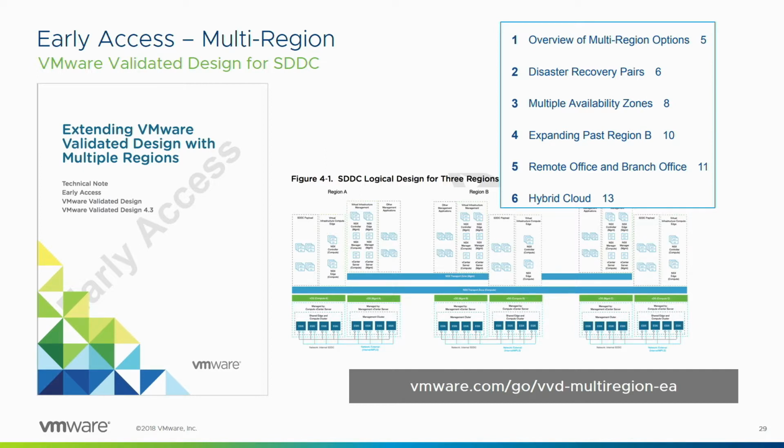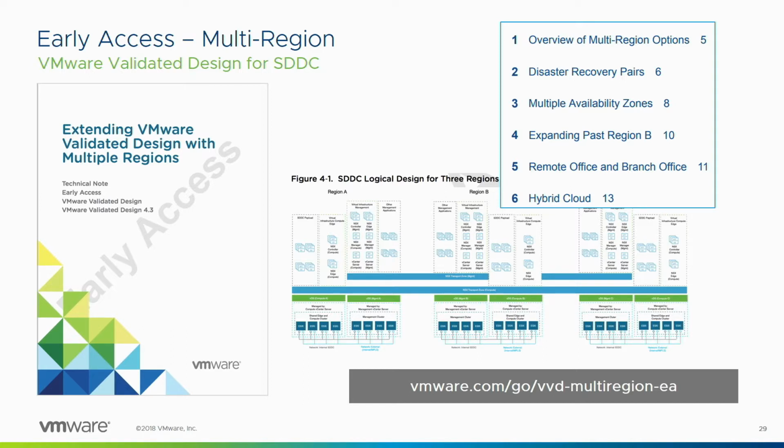And this document really starts to step through the different approaches to go beyond that. And it looks at different scenarios. For example, creating pairs. So you're taking that geo region model, but expanding it out into multiple DR pairs. Another really interesting one is expanding, like number 4 there, expanding past region B.